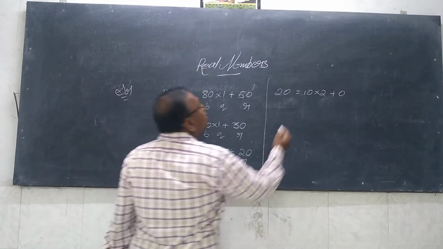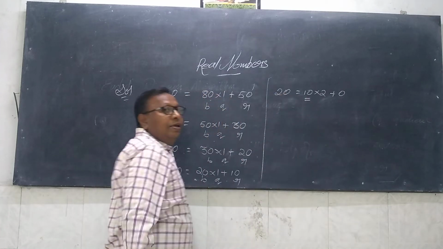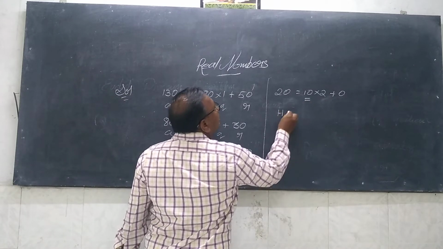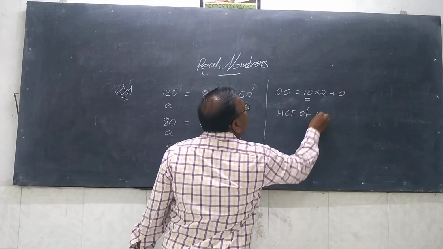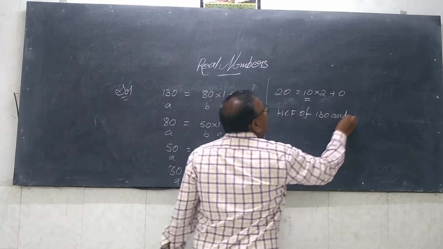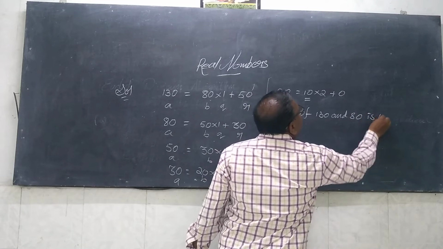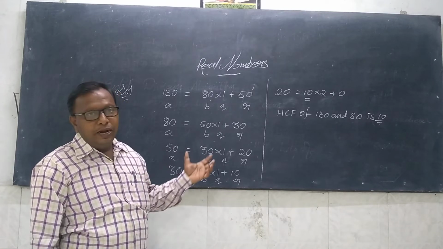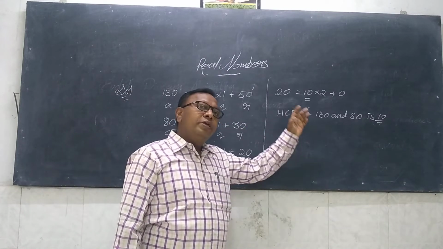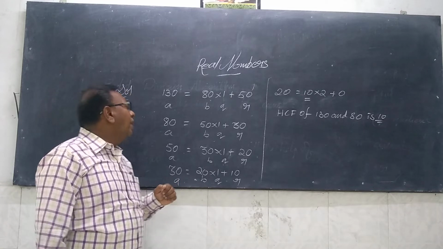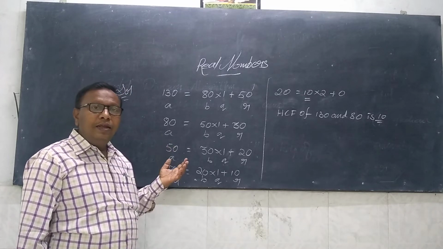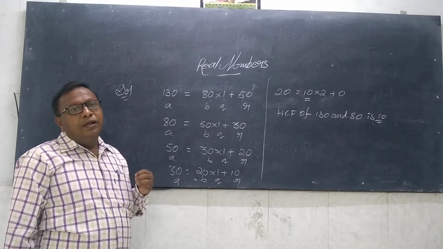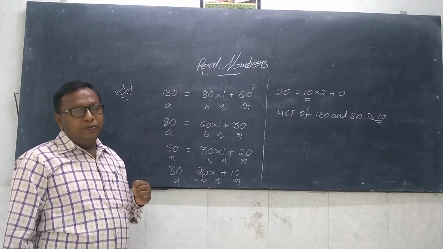So this 10, the divisor, is called the highest common factor, HCF of 130 and 80 is 10. I hope you have got the point, how to calculate or how to find the HCF of any two numbers with the help of Euclid's division lemma. Now we shall do a few more problems so that you can understand it properly.